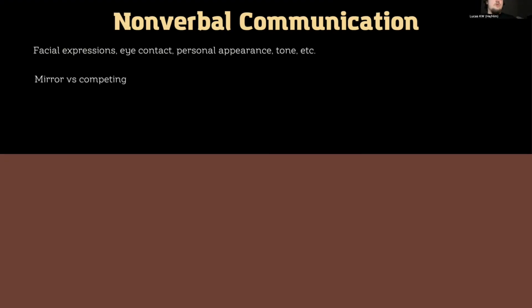So let's move on to nonverbal communication. So nonverbal communication is the sharing of meaning with others without using words, without using ambiguous language. So here, we're looking at facial expressions, eye contact, personal appearance, tone, etc. We're looking at mirroring versus competing. So mirroring is when group members tend to copy postures from others in the group.